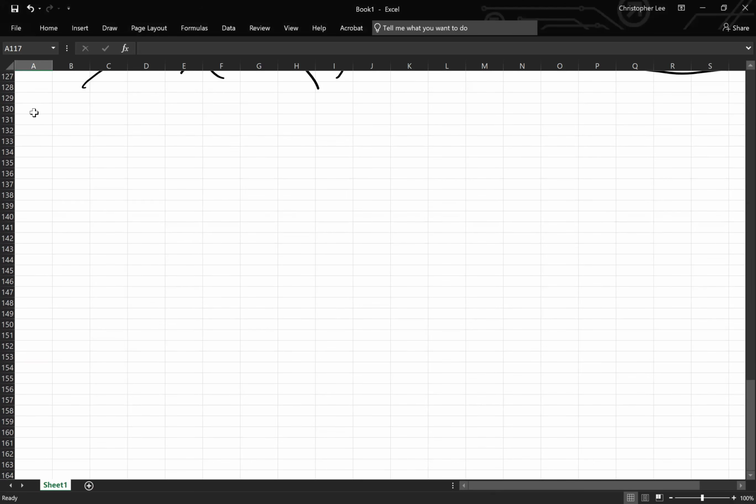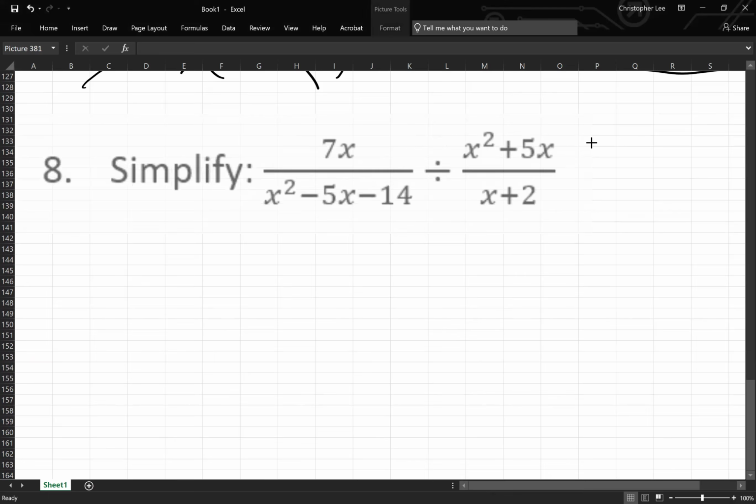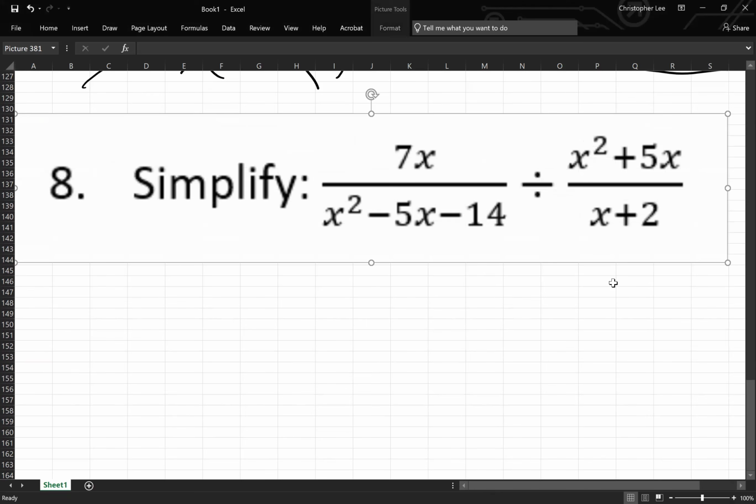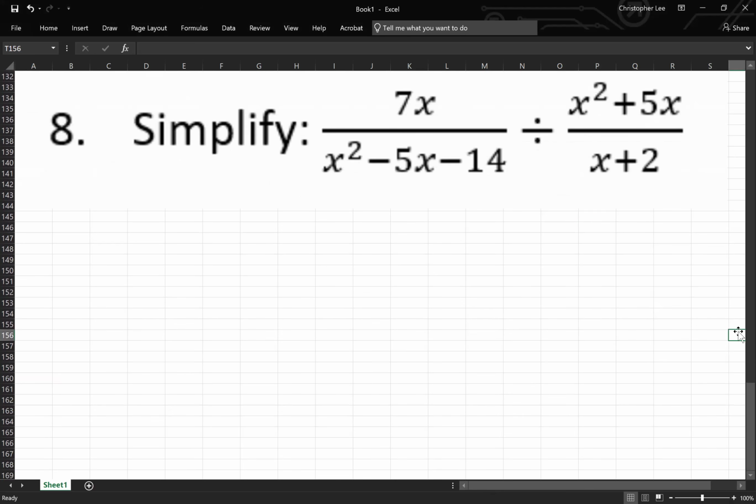Here's question 8. I think we're gonna simplify it this way. I think we need to calm down a little bit. How do I do this one? This one is a little hard. How do I do this?